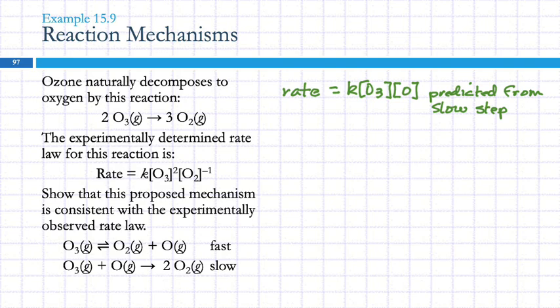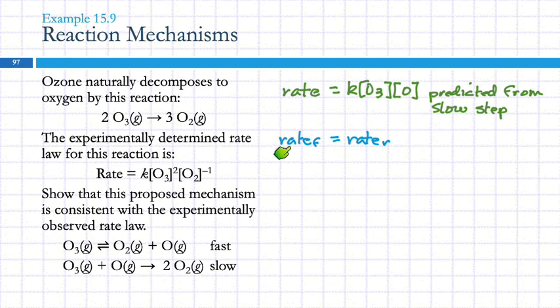Now, our job is to get rid of the concentration of O because that's not one of the reactants. So it doesn't show up in the experimental rate law, and it just can't be there because we have no way of knowing what that concentration is. So what we do then is we assume that this fast first step forms an equilibrium, and that means that the forward rate is equal to the reverse rate. So rate forward equals rate reverse.